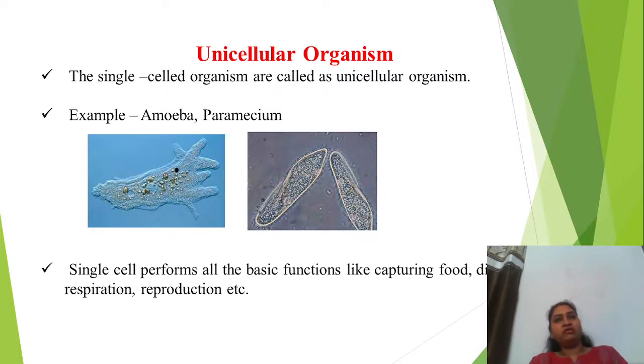So let's study unicellular organisms in detail. What is a unicellular organism? Uni means one. The organisms which contain only one cell are called unicellular organisms. For example, amoeba and paramecium. In these animals, the single cell performs all the basic functions like capturing food, reproduction, respiration, excretion, etc. All these activities are performed by a single cell.